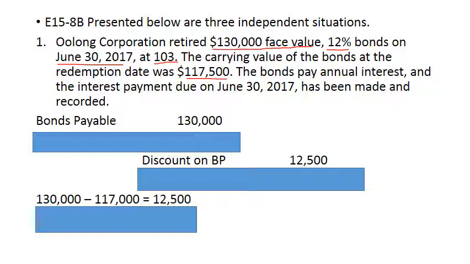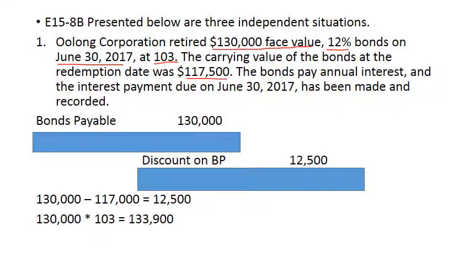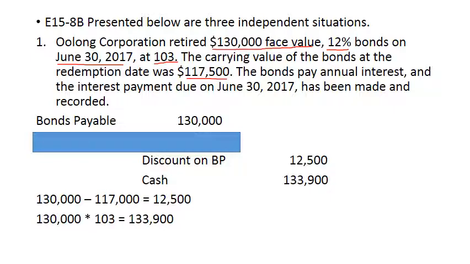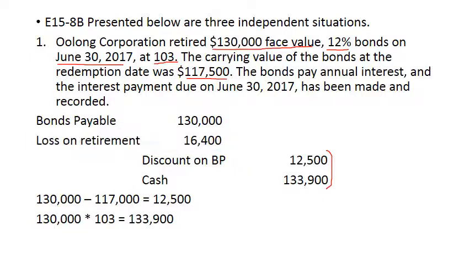Now we are retiring the bonds by paying 103%. So 103% means we're paying $133,900. So we're going to show cash going out at $133,900, and then this has to balance. So our credits here are 146,400. So our debits need to be 146,400. So we're going to have a loss on the retirement of 16,400 so that our debits are equal to our credits, and that's it.